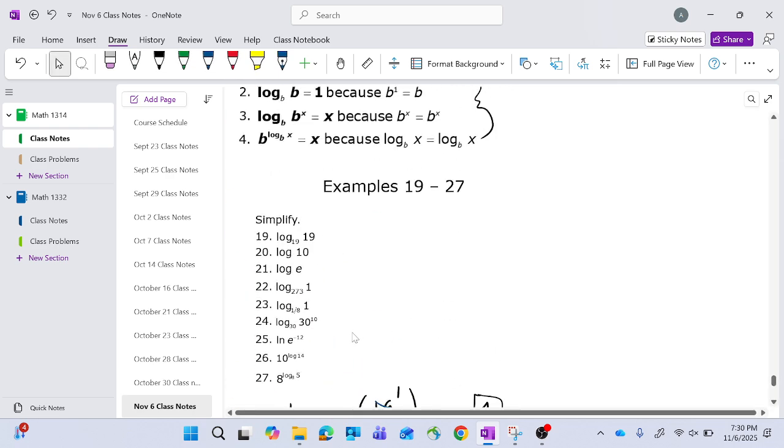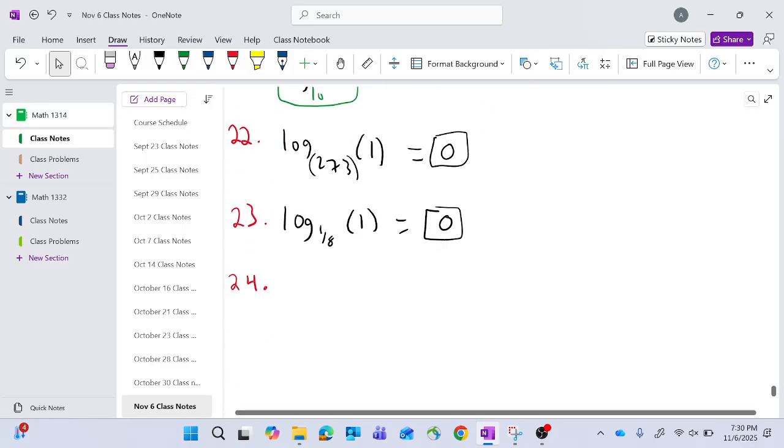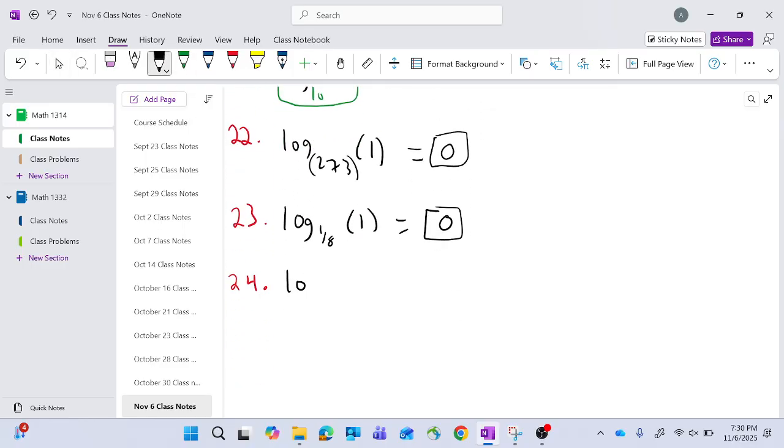All right. Log base 30 of 30 to the 10. Well, like we said before, the base of the log and what you're taking the log of are the same, 30 and 30. They're going to cancel out, and you're just left with 10. All right.